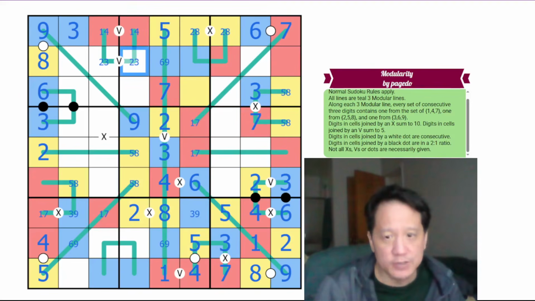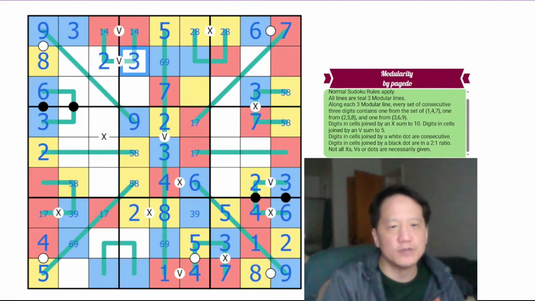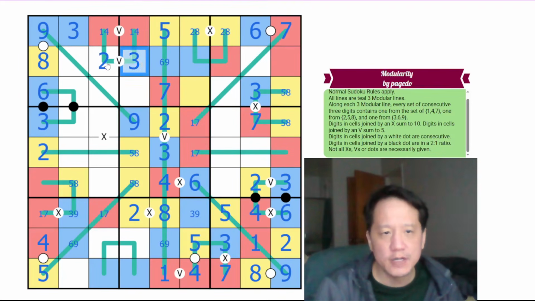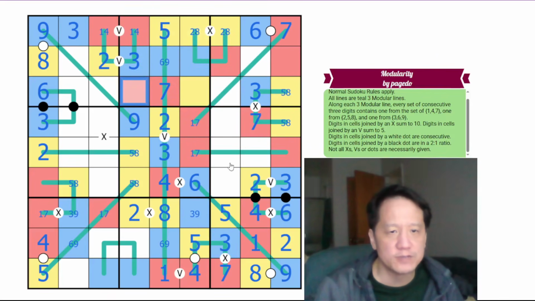2 eliminates 2 here, so this is 3 and 2. Therefore, this is blue, and this is yellow. We have 3 blues in this upper central box, so this can't be blue. This must be red. We also have 3 yellows. That's the reason why that's red.